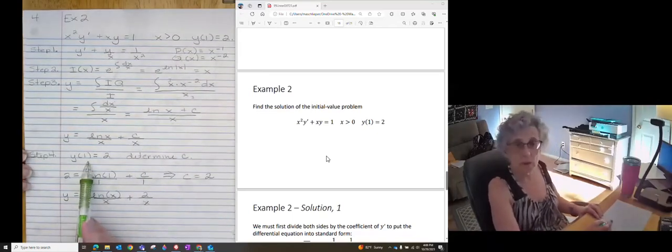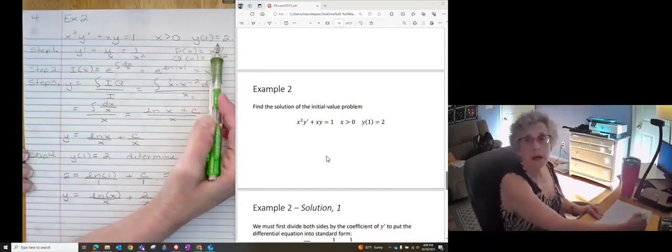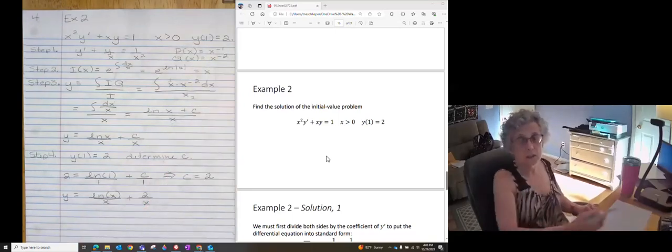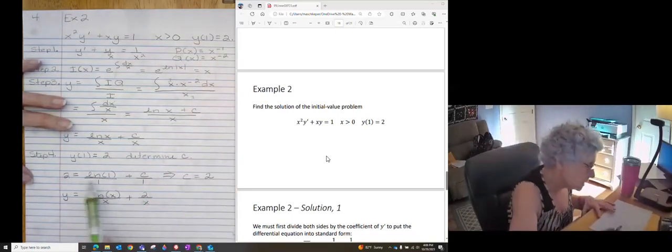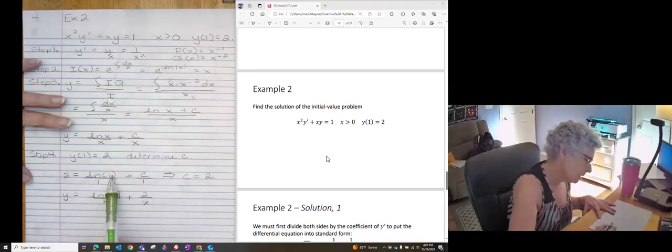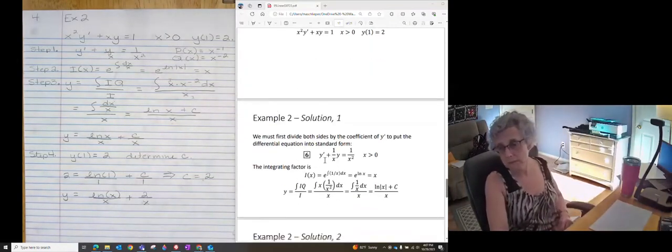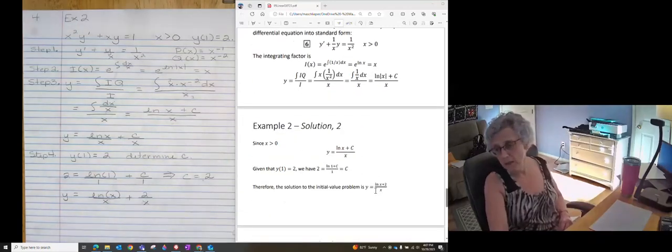And step 4 is to determine what my constant is because I had an initial condition, so I need to figure out what my c is. I plug in 1 for x, 2 has to come out as y. Natural log of 1 is 0, so my c has to be equal to 2. And you can see in the pretty solution, I left it as one term. Here I wrote it as 2. They're the same.